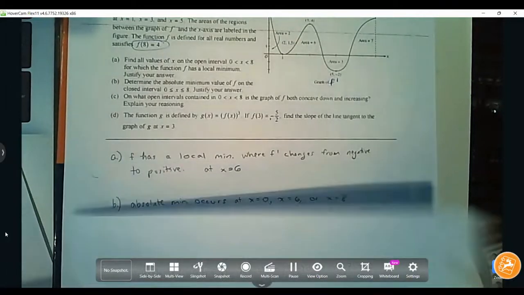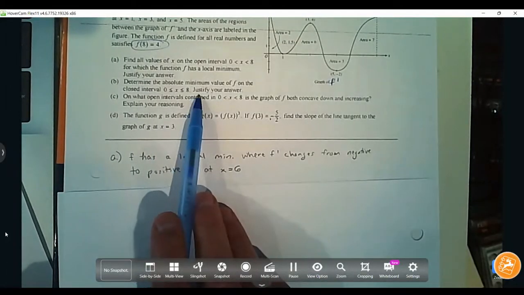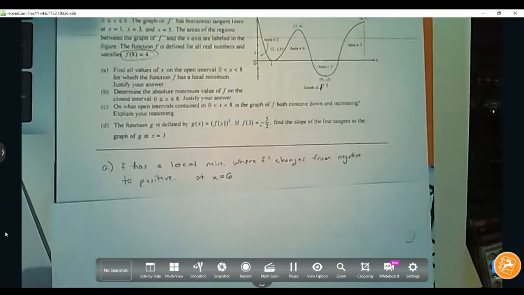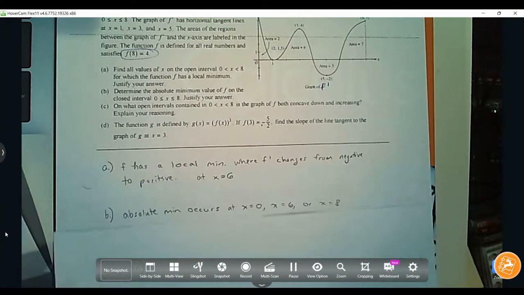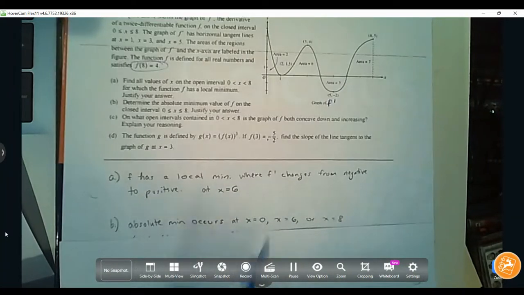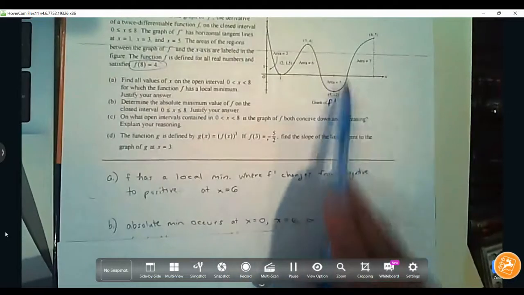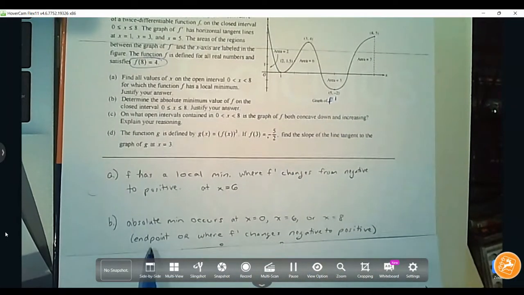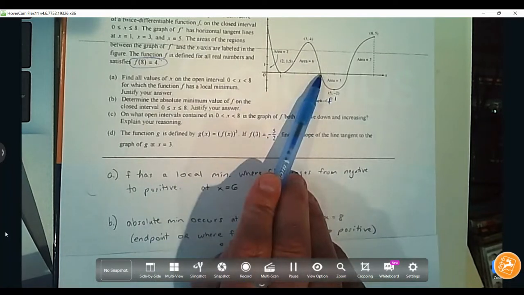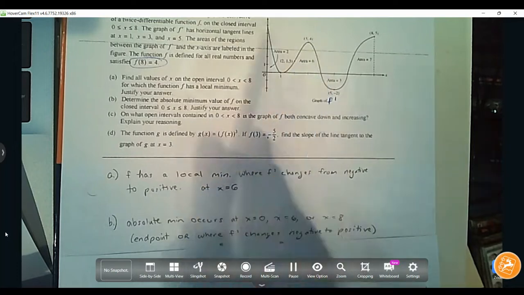Now, for the absolute min of the function, this one is actually a little tricky, and it involves using a variation on FTC part 2 that we want to review here. So the absolute min, first of all, is going to occur either at 0, at 6, or at 8, because we reviewed the other day that it's going to be at an endpoint. That's the EVT, the extreme value theorem, and an endpoint, or where the derivative changes negative to positive. It's not going to happen here because that's the location of a max, because the derivative changes positive to negative.